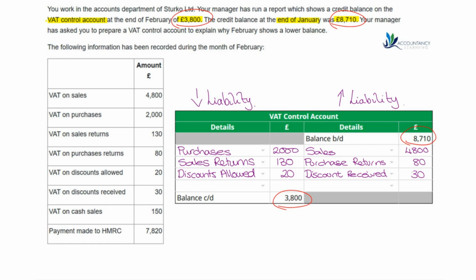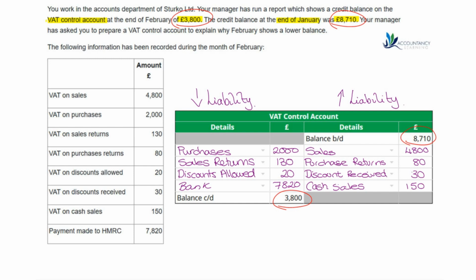Then we've got VAT on cash sales. So this is a type of sale that we're making, so that will increase liability to HMRC. Any type of sale means we'll need to pay over. We're collecting the VAT on behalf of HMRC, so we need to pay it over to them. And then finally, payment made to HMRC. So that's going to come out of the bank to reduce the overall liability.